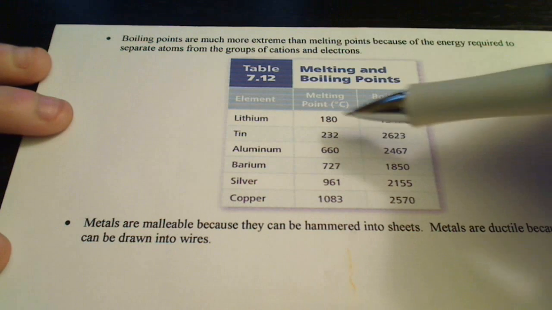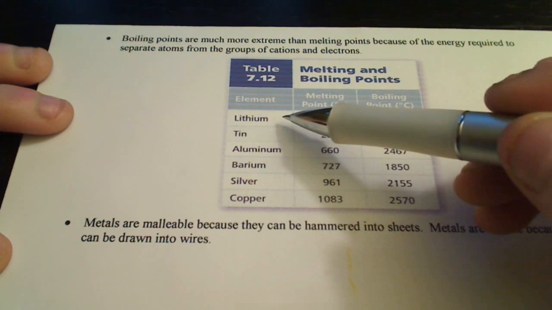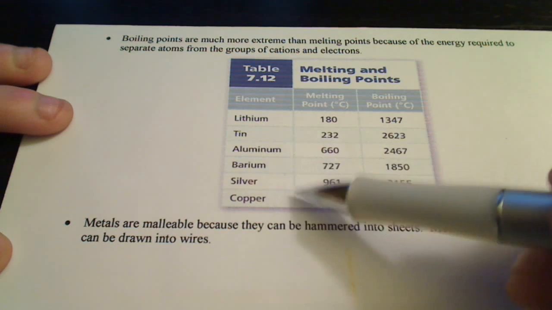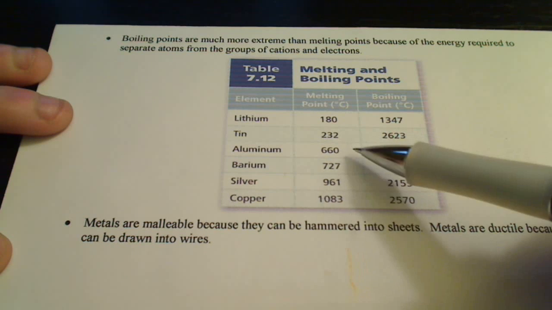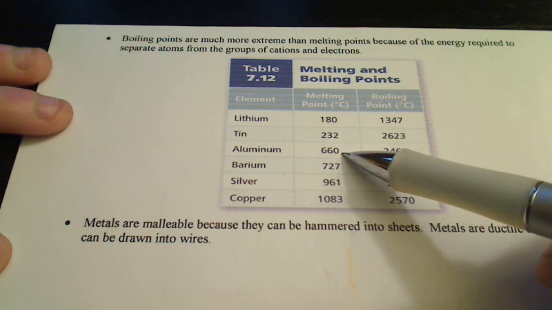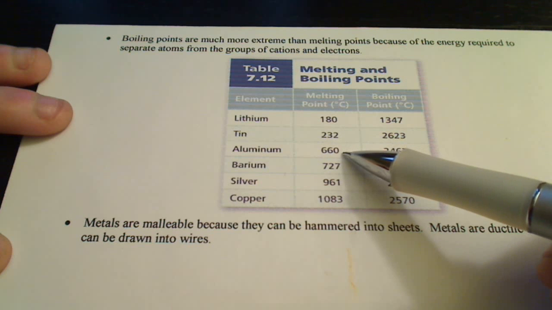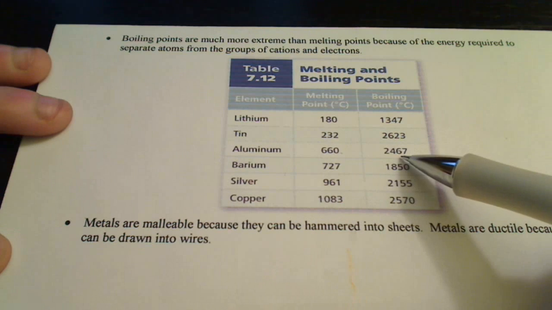Take a look at any of these elements, metals. Let's use something like aluminum because we're pretty familiar with it, and we'll compare it to copper as well. The melting point for aluminum, 660 degrees Celsius, pretty high, but not terribly high. But look at the jump from melting point to boiling point.